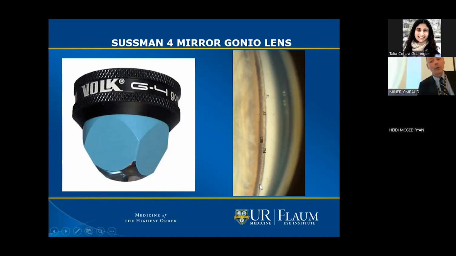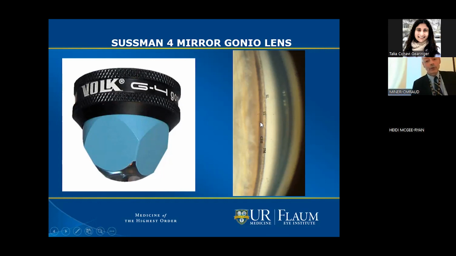So this is the only way we can view these structures that you see here on the right-hand side of the slide. These structures are all angle structures, and that's where the fluid drains out. And so Schwalbe's line, scleral spur, trabecular meshwork, kind of the mesh that the fluid percolates through.